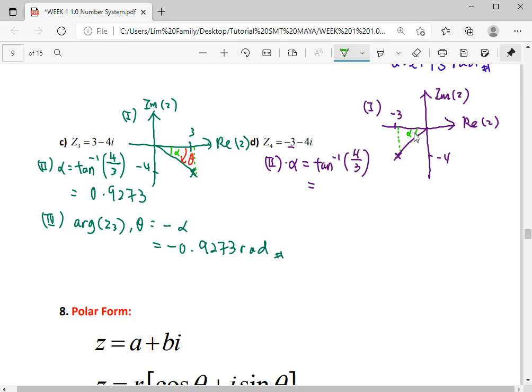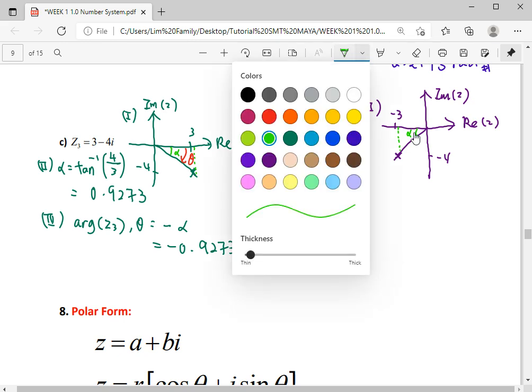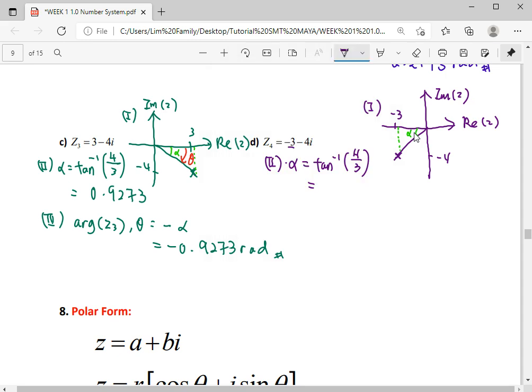So what you can find is equal to 0.9273.